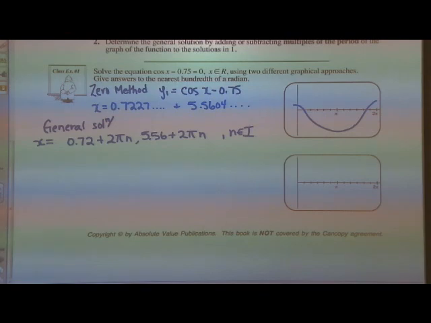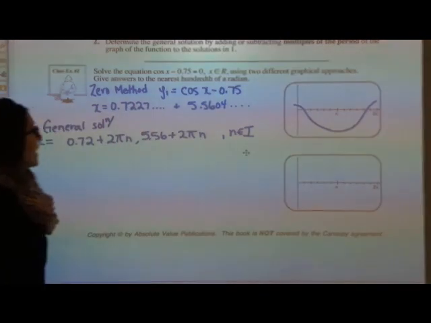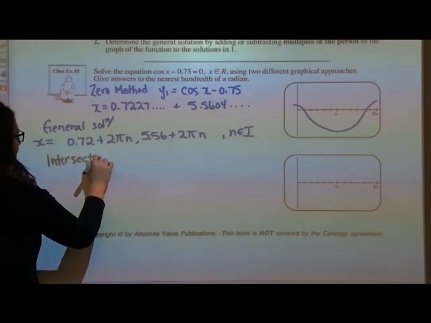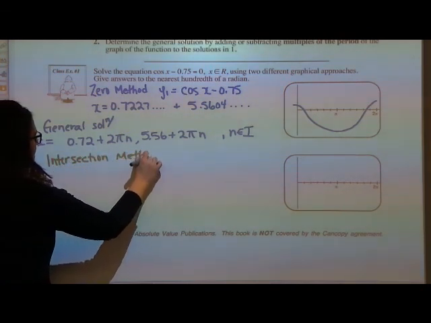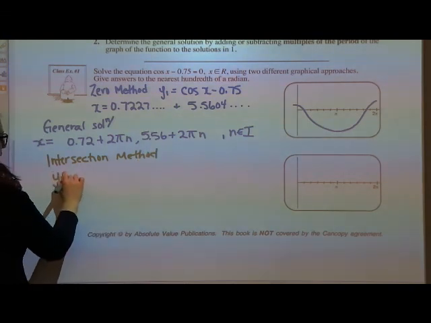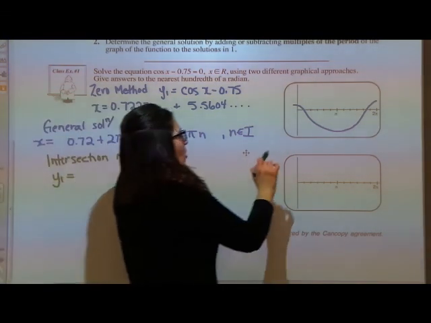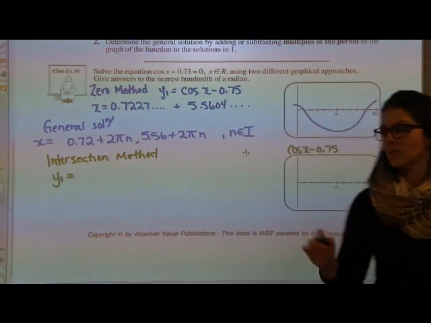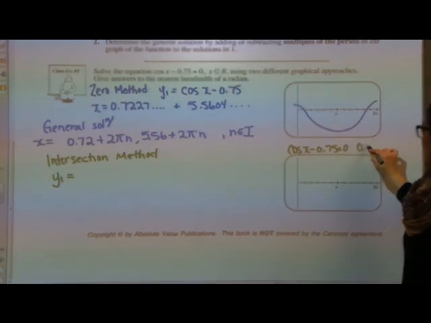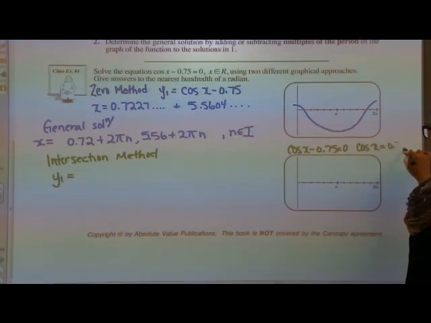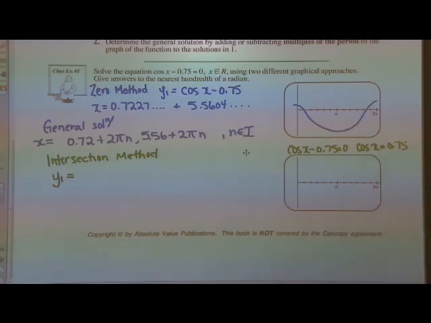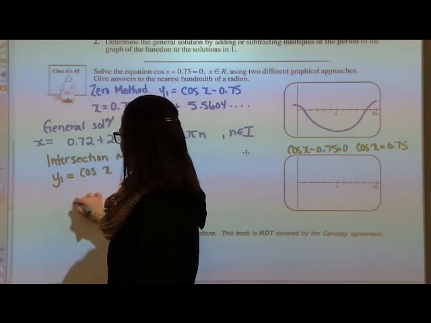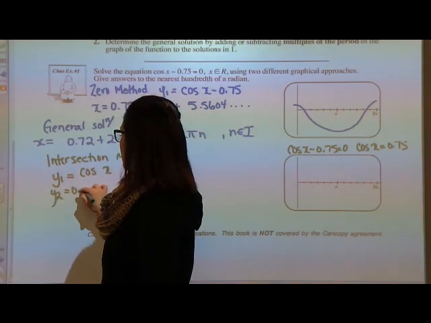Okay. So the second way of doing this is the intersection method. And that's where I would have the 2 graphs. So I would take my cos x minus 0.75 equals 0, and I would isolate cos x. And I would get that cos x equals 0.75. So y1 would equal cos x, and y2 would equal 0.75.